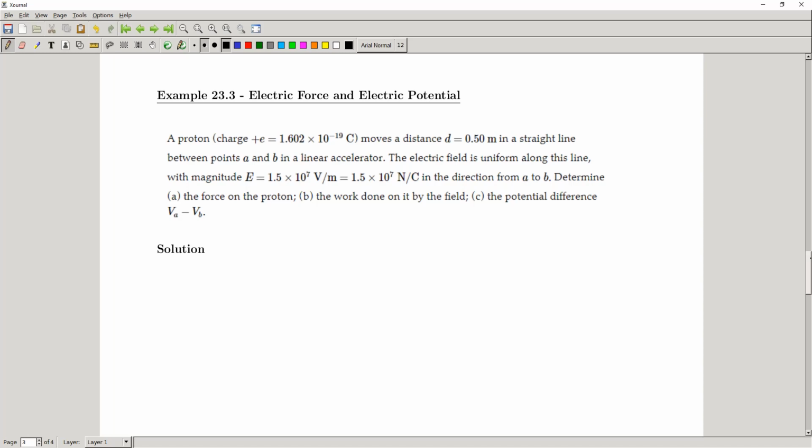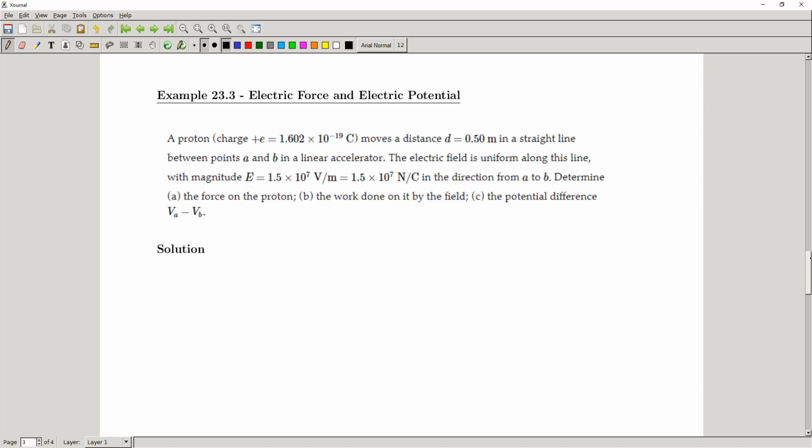Okay, so example 23.3, we're looking at electric force and electric potential. And so let's start off. We start off with a proton. It has a charge shown here. It moves a distance d, which is a half meter, in a straight line between the points A and B. And this is in a linear accelerator. It's not that important what it's doing this in. We're given all the important information here. The electric field is uniform along this line, and it has the magnitude that we're given here.